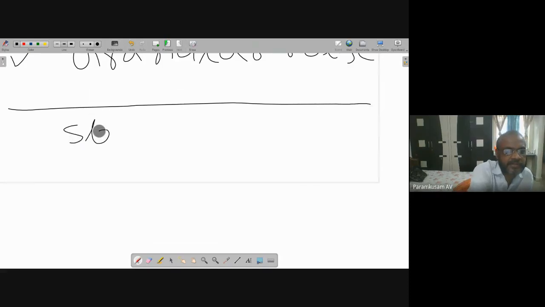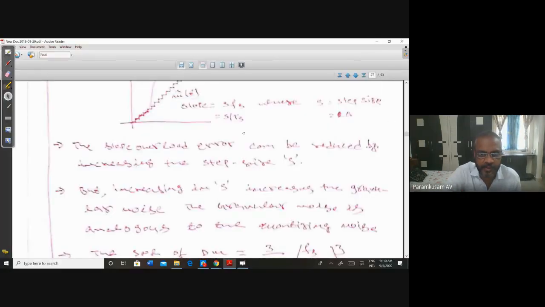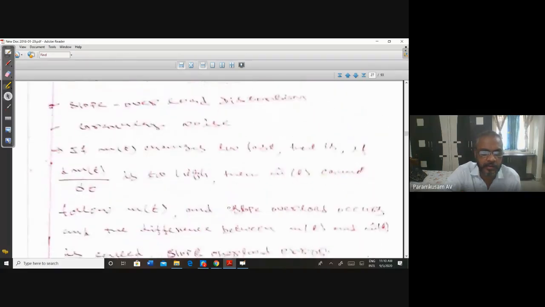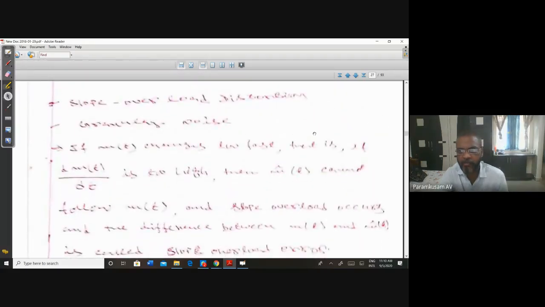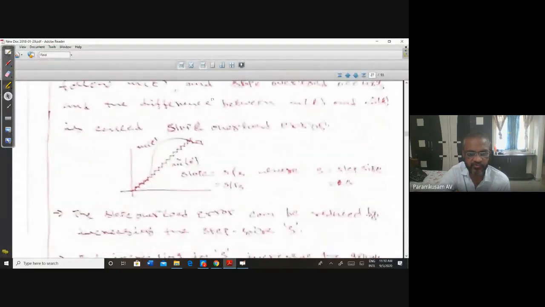Slope overload distortion. You know that. Slope overload distortion. You note down, if m of t changes too fast, you please note down. Slope overload distortion గురించి note చేస్తాం. If m of t changes too fast, that is d m of t by dt is too high.